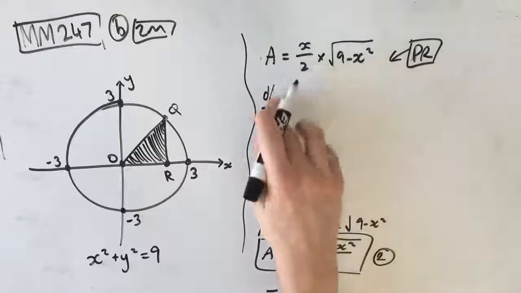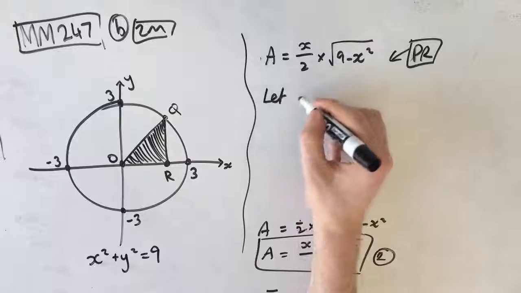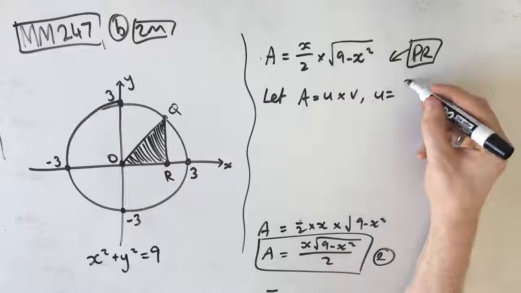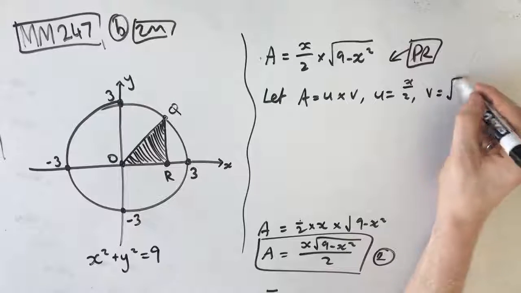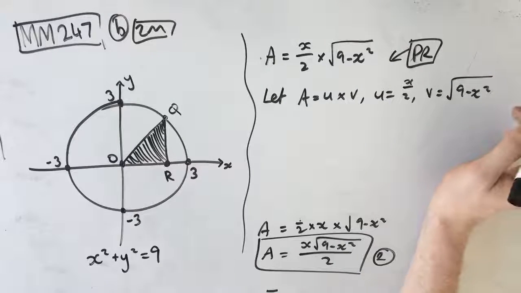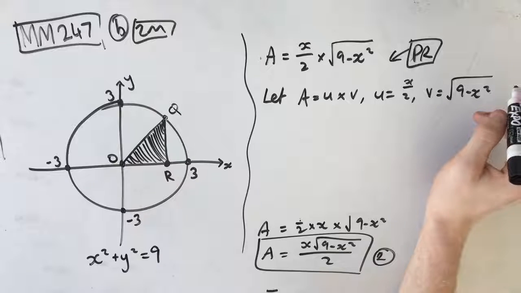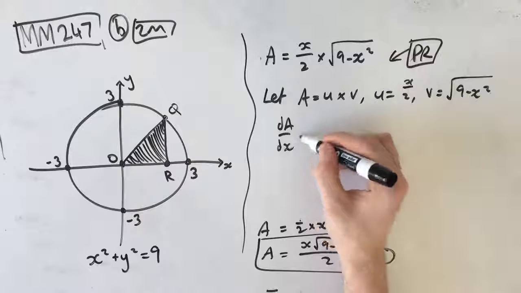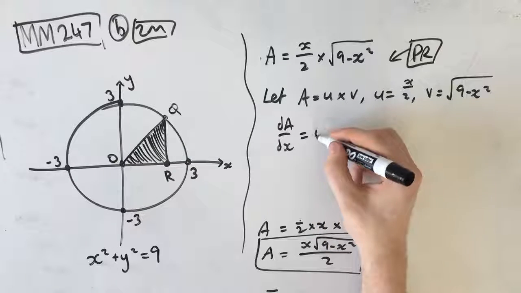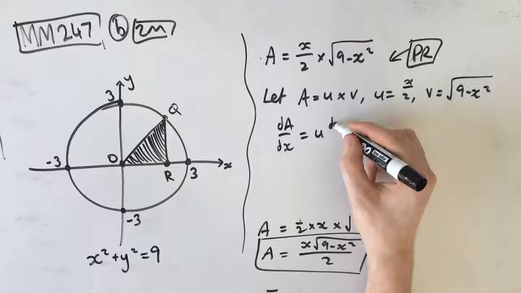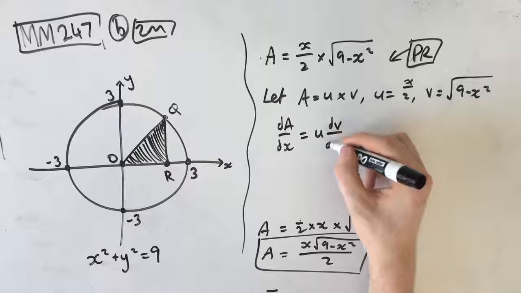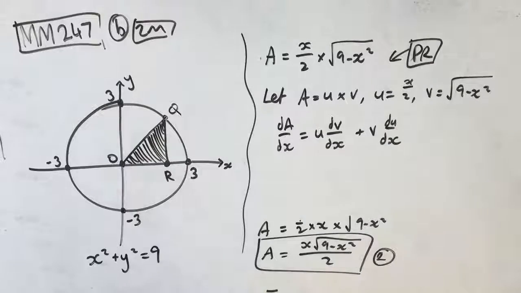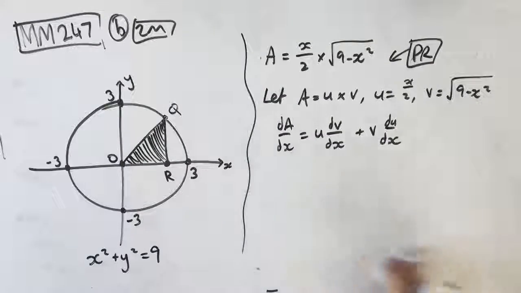So dA dx, actually, you know what, let's just rewrite this. So we're going to let A equal u times v, where u equals x on 2, and v equals root 9 take x squared. Awesome. Sweet. So we're going to need to say that dA dx is equal to u times dv dx plus v times du dx. Awesome. Cool.